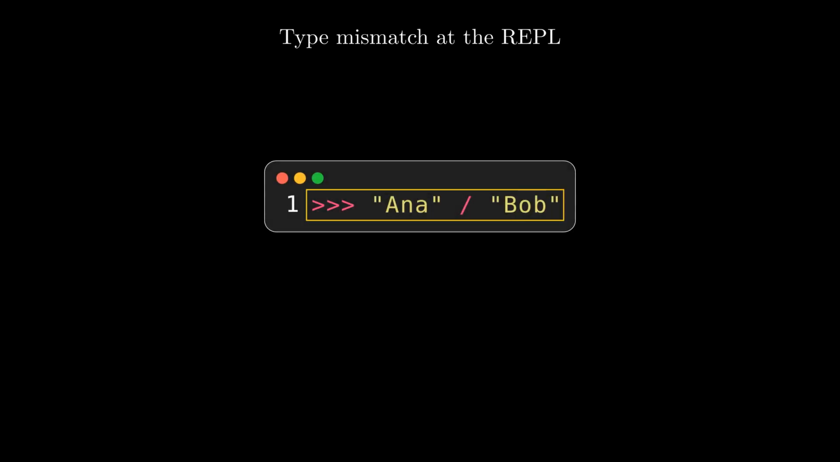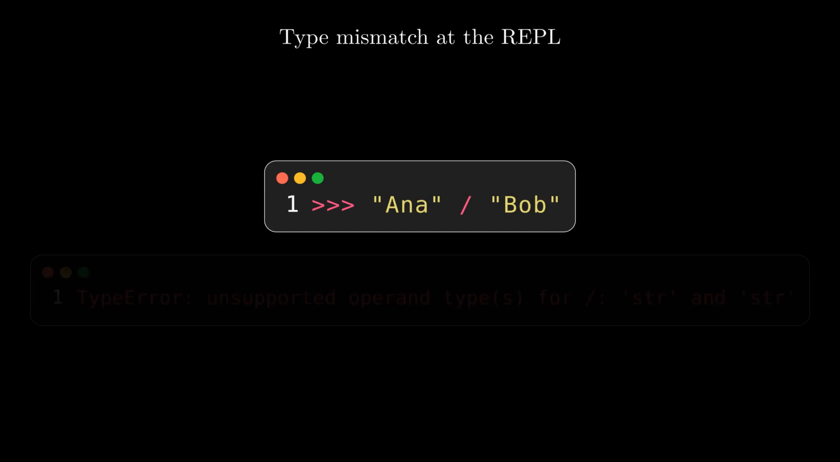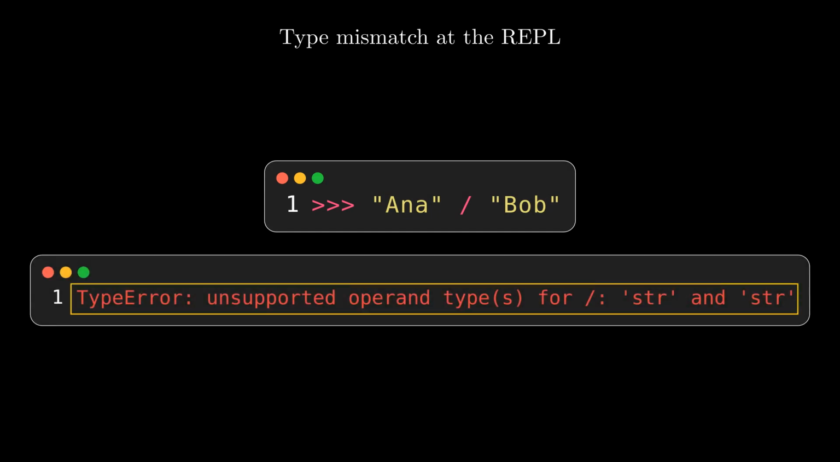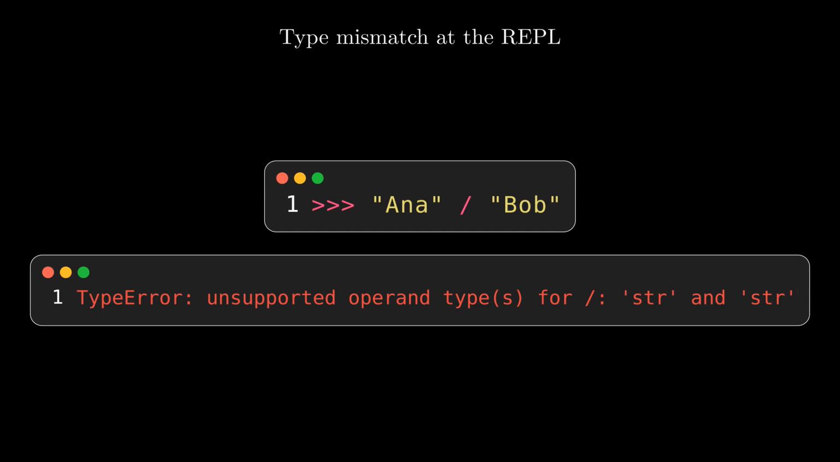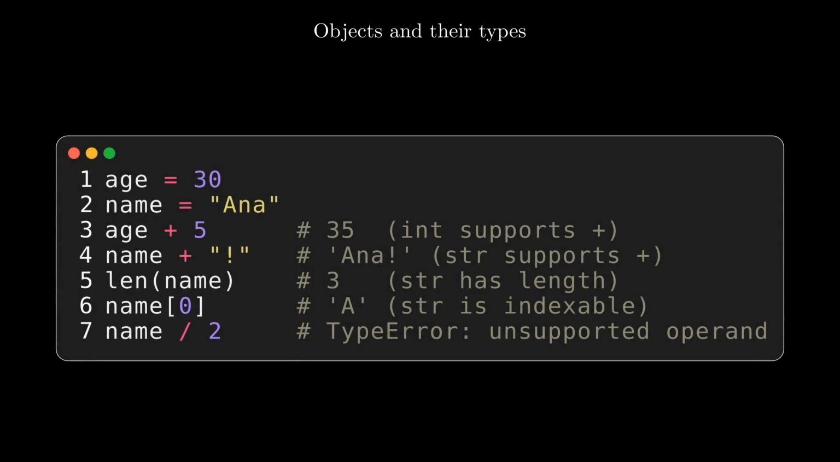Here's a puzzle. You type the string "Anna" divided by the string "Bob", hit enter. Python explodes with an error. It's not being difficult, it's enforcing one rule. Every object has a type, and that type controls what you can do with it. Programming in Python means creating and manipulating objects.